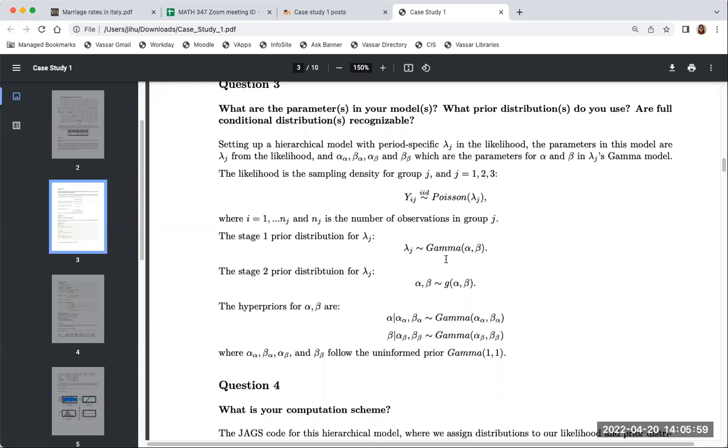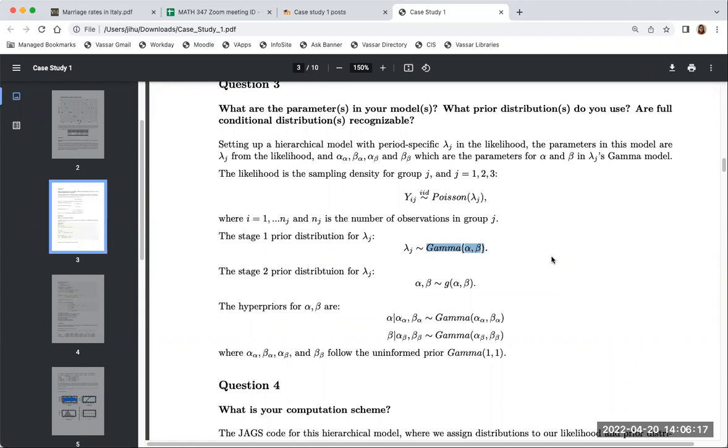Right, yeah, that's a good point. So if we give gamma 1 1 here, we would be sure that each of the lambda j's follows the gamma 1 1, and that's the end. And then, all right, Brett?